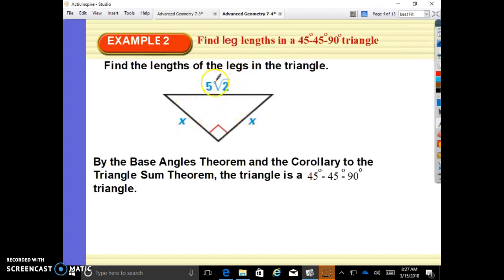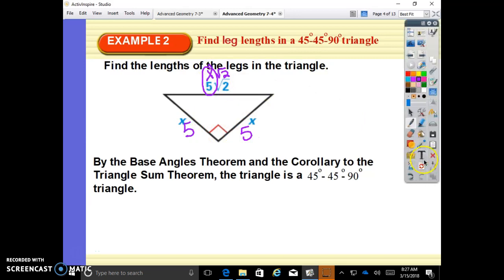X, x, x rad 2. What is x? X, x, x rad 2. If this is x rad 2, what is x? X is 5. 5, 5, 5 rad 2.